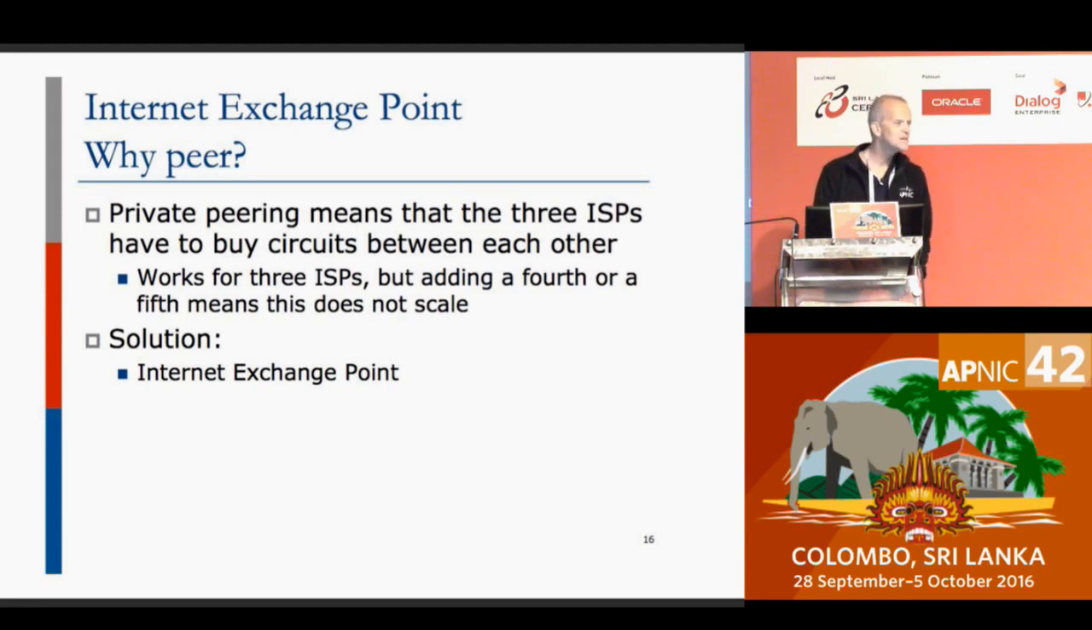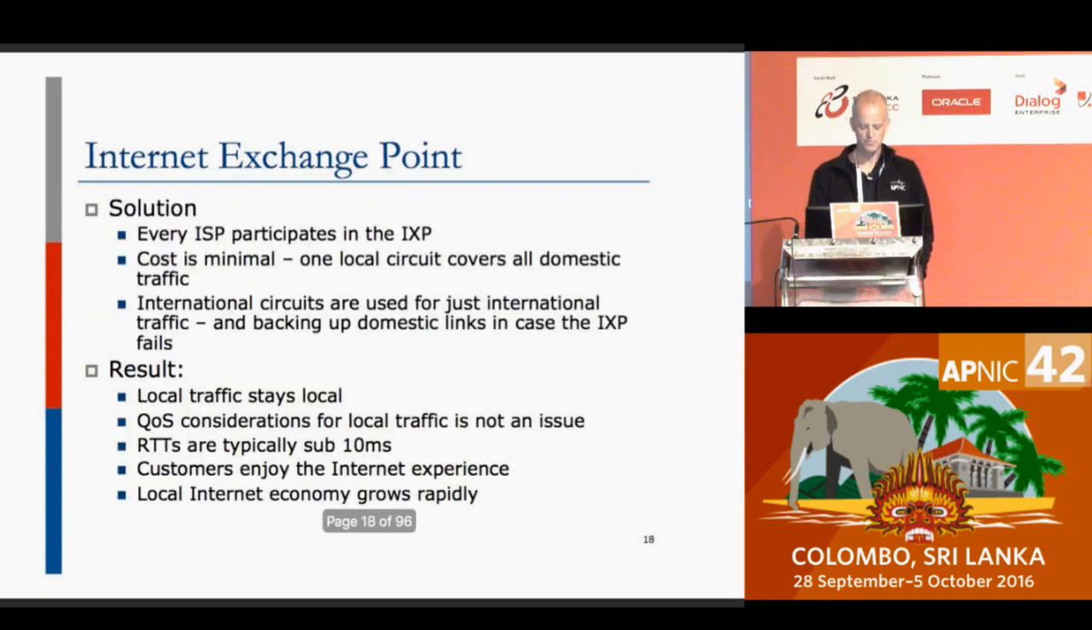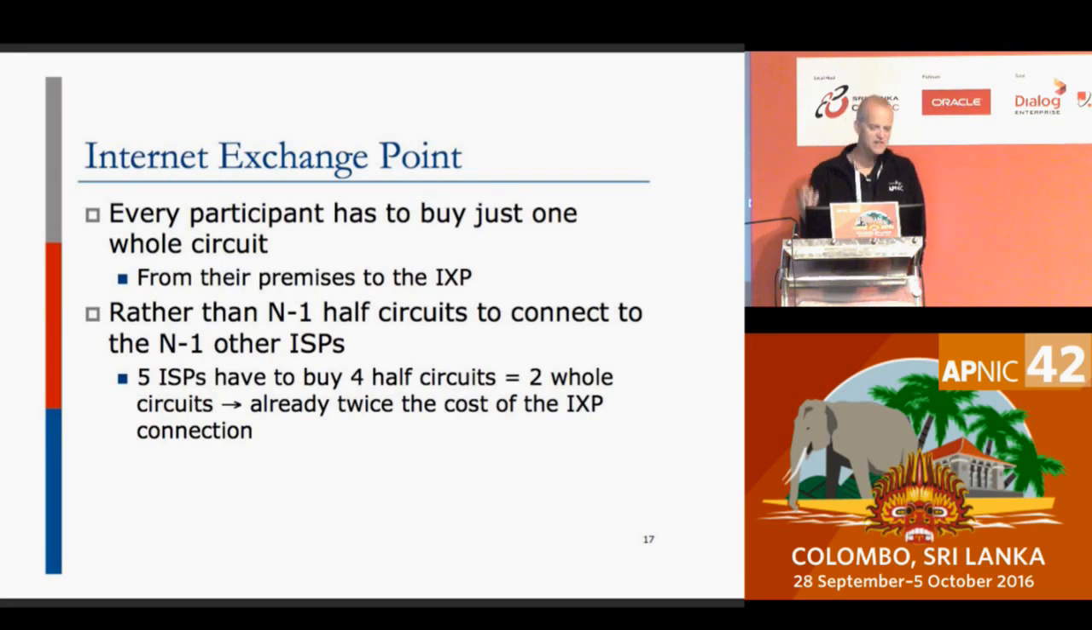A growing internet economy means more network operators present. So adding more doesn't scale. And so the only solution is an internet exchange point to help make all this peering scale. It's to buy just 1 whole circuit connection from their premises to wherever the internet exchange point is located, rather than n-1 half circuits to connect to the n-1 other providers. So 5 providers have to buy 4 half circuits, which is 2. So it's really twice the cost of the connection to the exchange point. So this makes it scale much, much more easily.